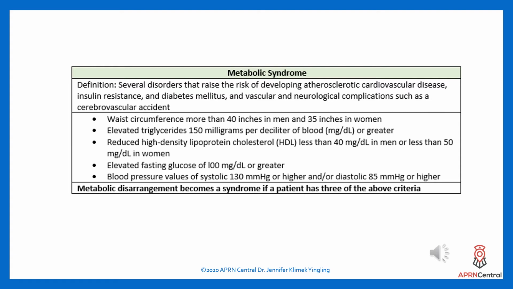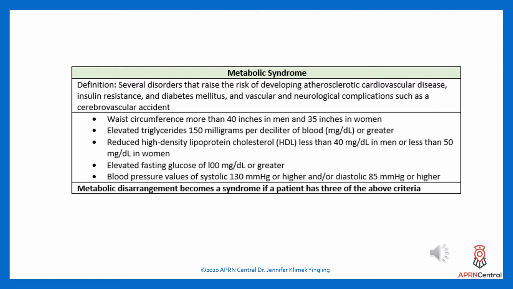So how do we diagnose somebody with metabolic syndrome? They generally have to have 3 or above of the following criteria. We talked earlier about waist circumference. An individual with a waist circumference over 40 inches in men, 35 in women is a risk factor. Elevated triglycerides of 150 milligrams per deciliter of blood or greater. Reduced HDL, less than 40 in men, less than 50 in women. An elevated fasting glucose of 100 or greater.